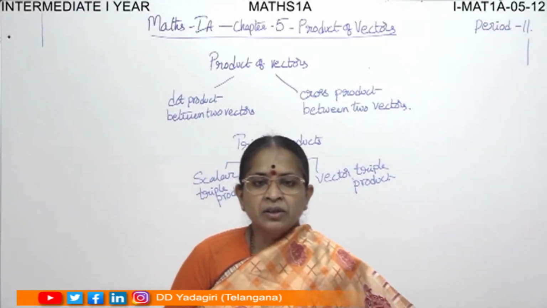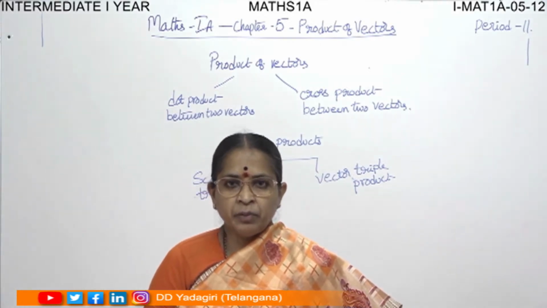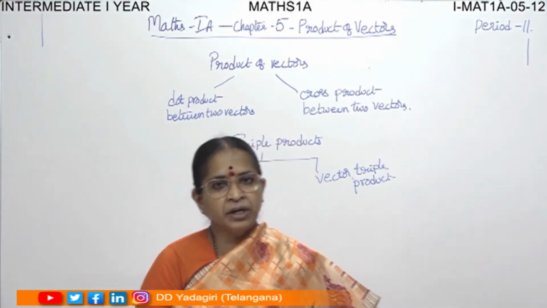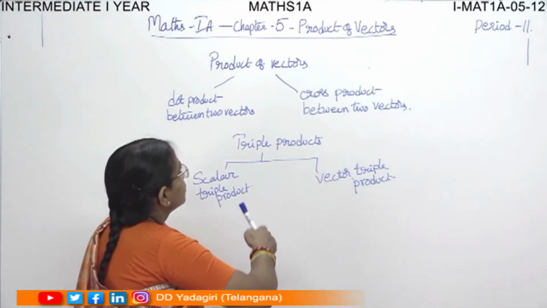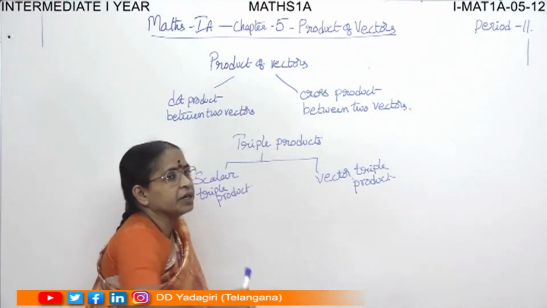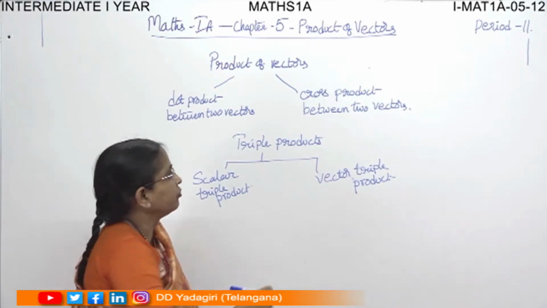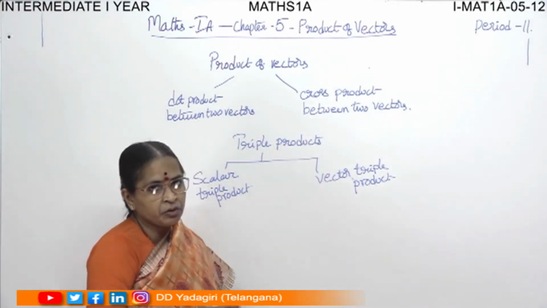Good morning, children. So in the last period, we completed vector product between two vectors. Now we'll continue with the products of vectors. In product of vectors, we studied about dot product between two vectors, cross product between two vectors.